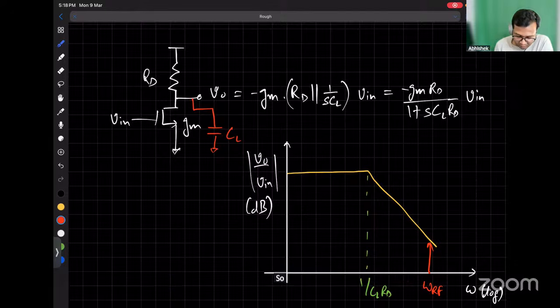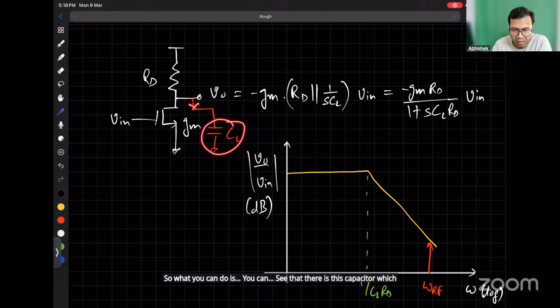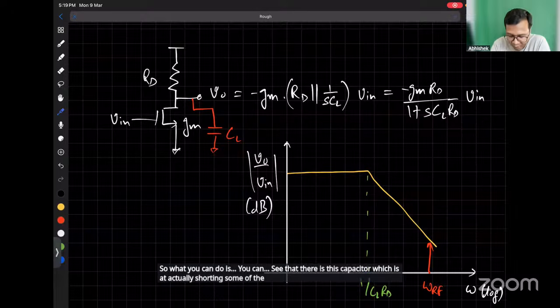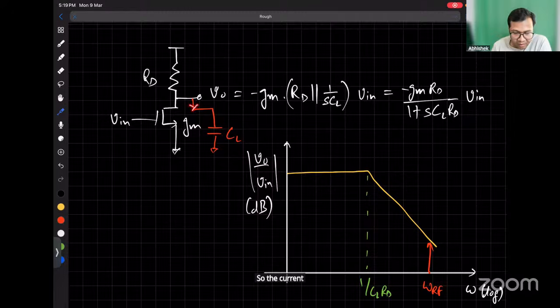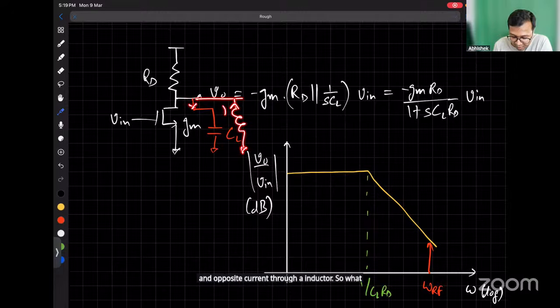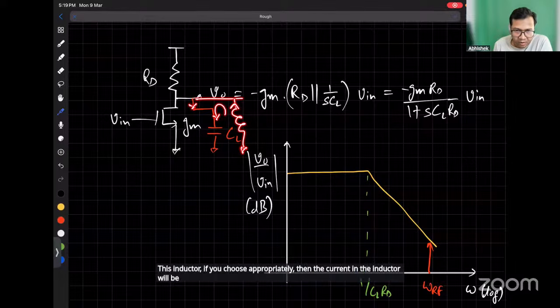So what you can do is you can see that there is this capacitor which is actually shorting some of the signal current at high frequency. So the current which is flowing in the CL, you can compensate by providing an opposite current through an inductor. So what happens is this inductor, if you choose appropriately, then the current in the inductor will be equal and opposite to the current in the capacitor.